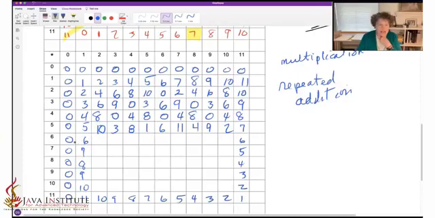6, that's going to be easy. 6 plus 6 is 12. That's 0. Okay, and you know what? We can, multiplication is commutative.